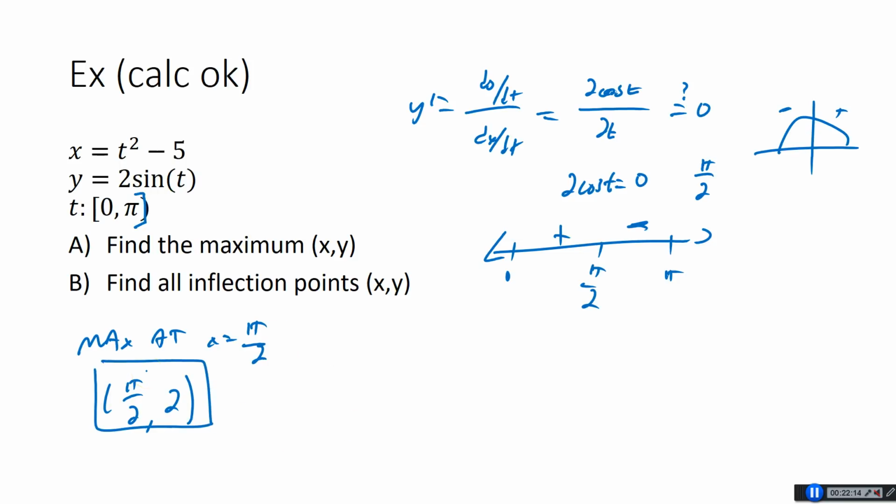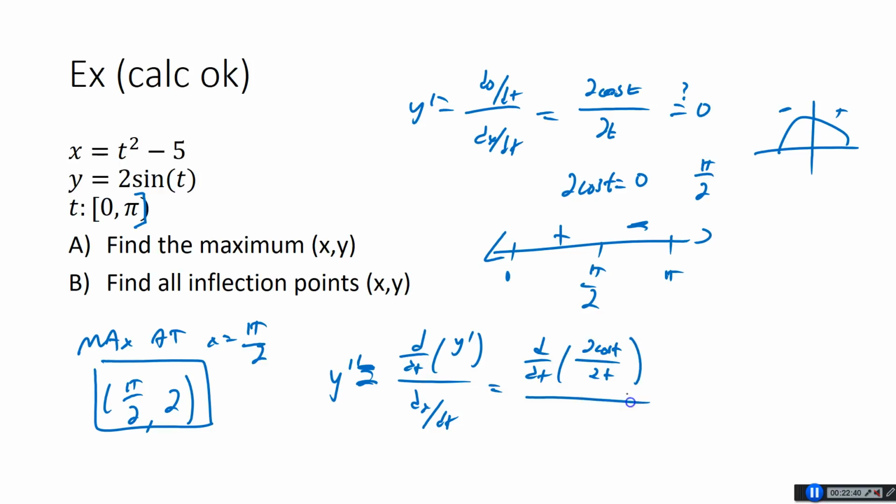Okay, now they want us to find any inflection points that there are. For that we need y double prime. We'll do that here, and then on the next page we'll figure out when it's 0. So y double prime is d/dt of our first derivative, y prime, and we divide by dx/dt. So that's the derivative of our y prime, which is 2 cosine t over 2t, yuck. Looks like we're going to have to use the quotient rule there. Then we divide by dx/dt again, which is still 2t.